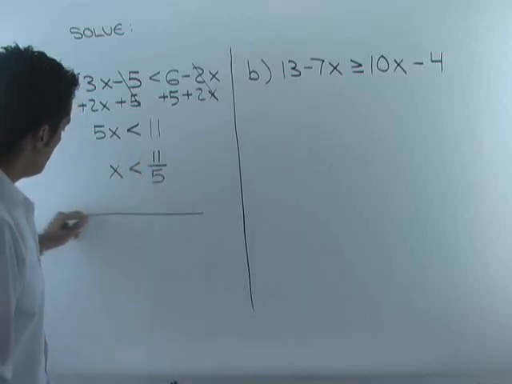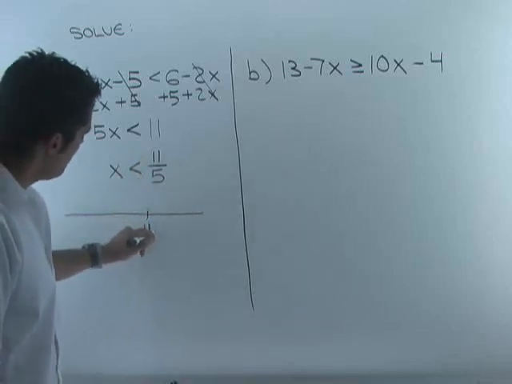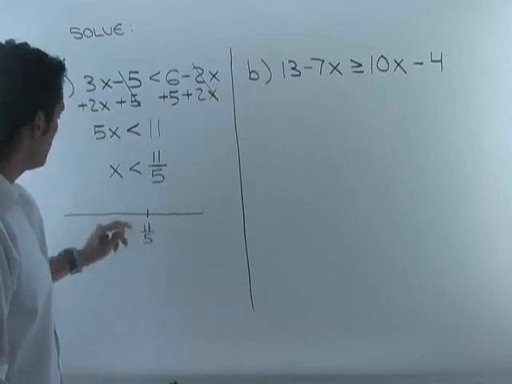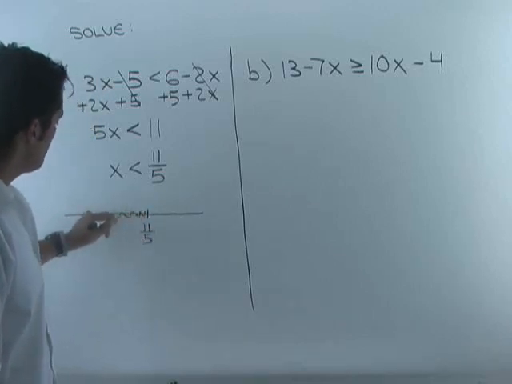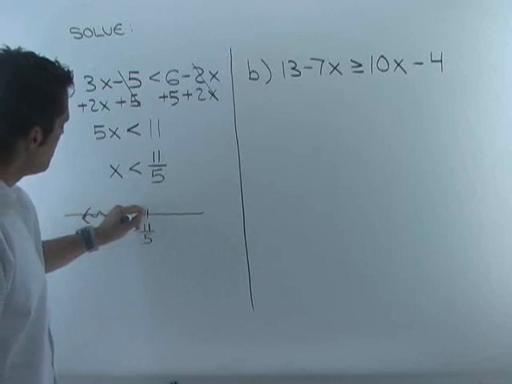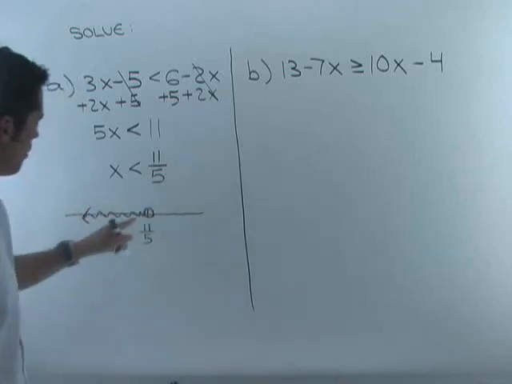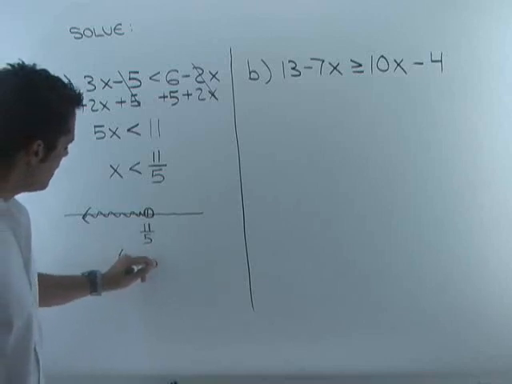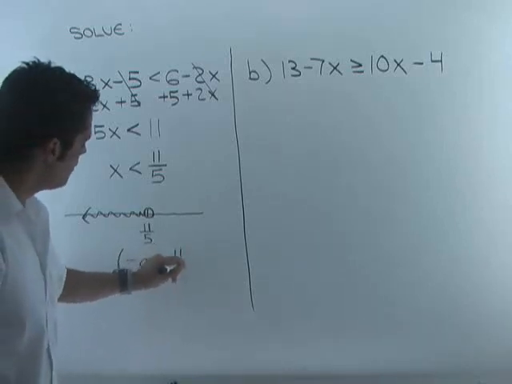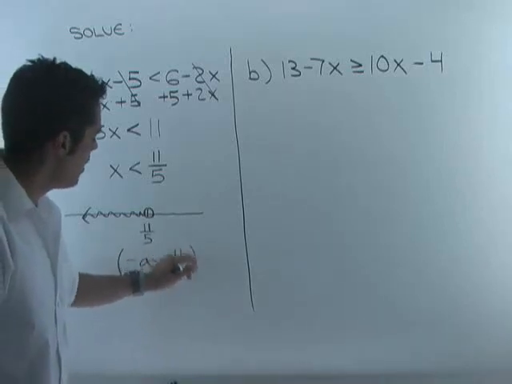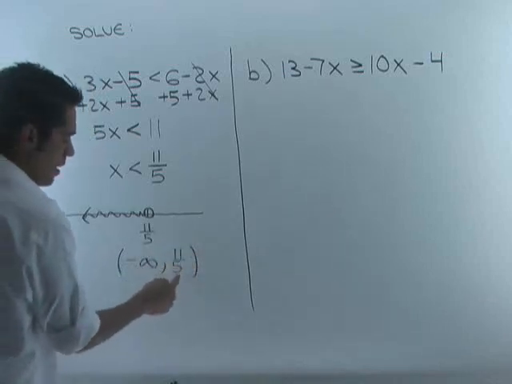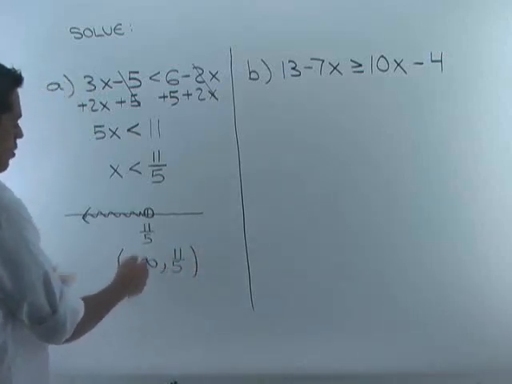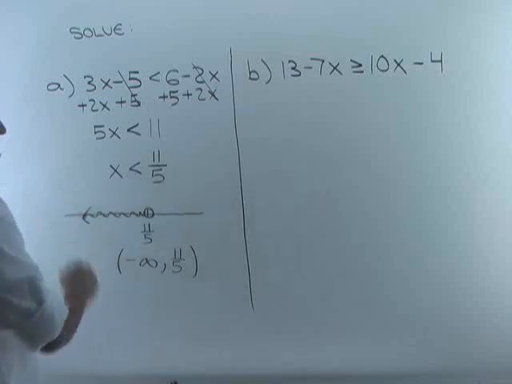So on a number line, if you look at 11 over 5, that's some number, we're looking at everything less than it and not including that point. So I'm going to put an open circle there. In interval notation, the answer would be negative infinity to 11/5 with a parenthesis because we do not want to include the endpoint 11/5. And then of course negative infinity because it goes this way forever.